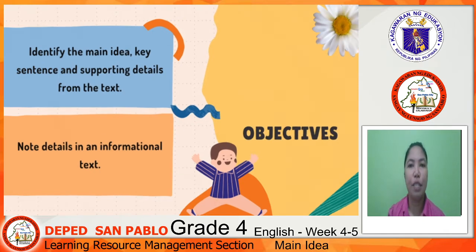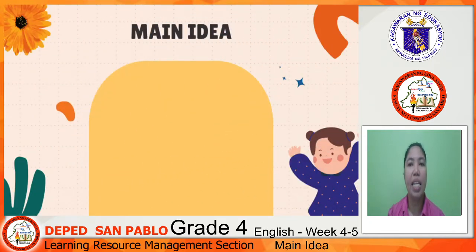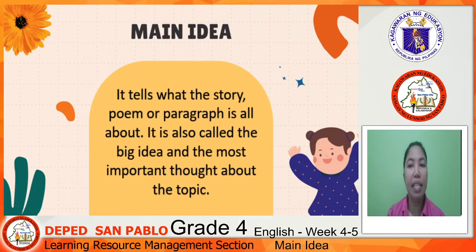Let us discuss first what is main idea. Main idea tells what the story, poem, or paragraph is all about. It is also called the big idea and the most important thought about the topic. This is what the story, the poem, or the paragraph is all about. It summarizes the complete paragraph.